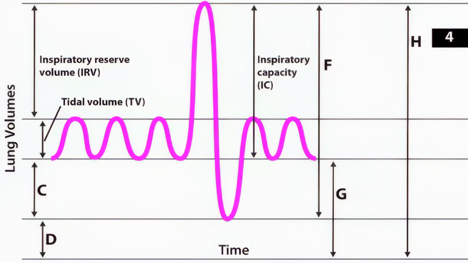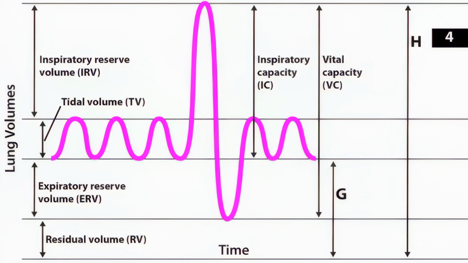Then C is called the expiratory reserve volume, or ERV. That's the volume of air that you can force out of your lungs beyond what you normally expire. Then D is called the residual volume. This is the amount of air left in your lungs after you exhale as much as possible, because you can't possibly ever totally empty your lungs, right?